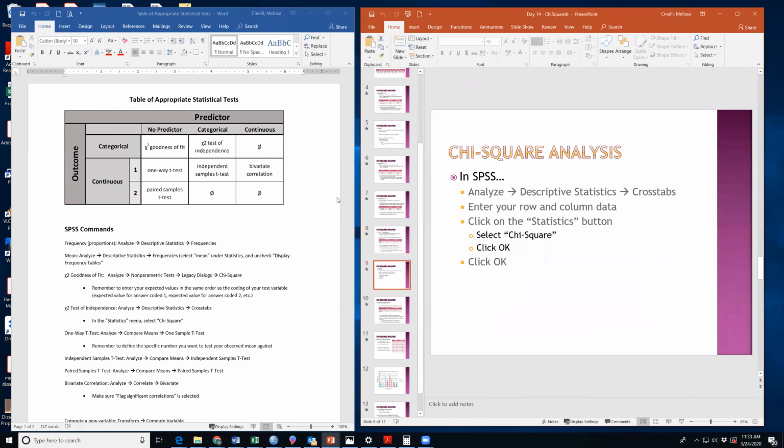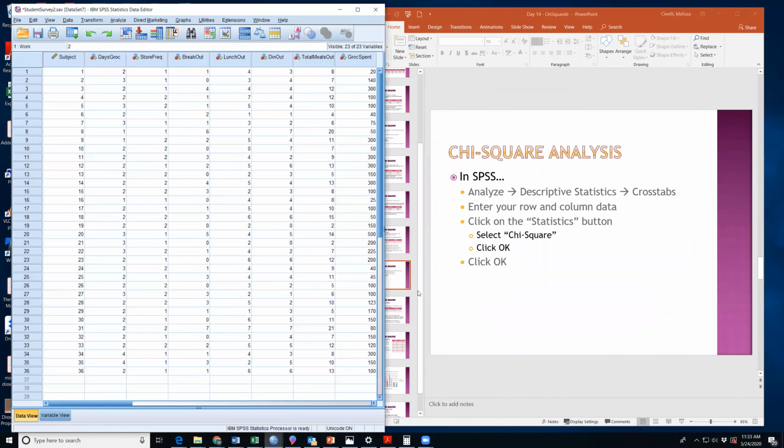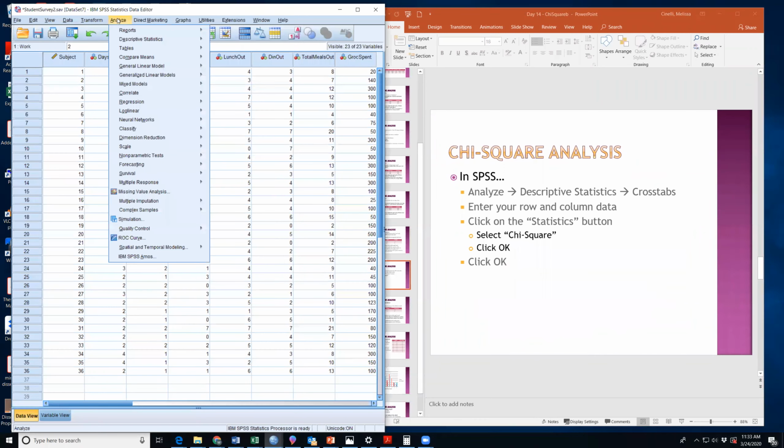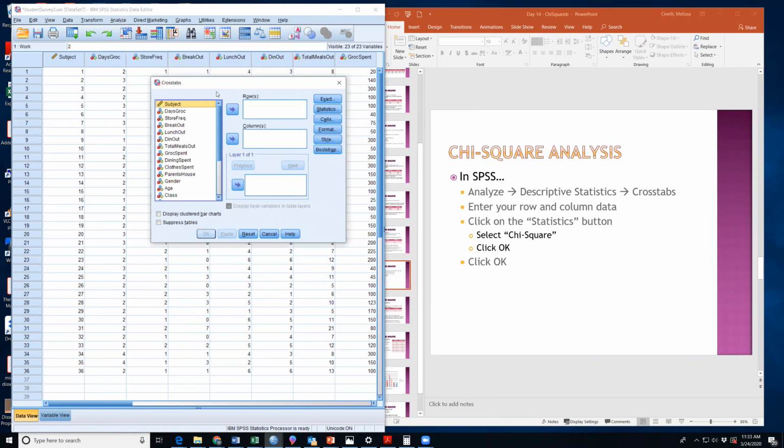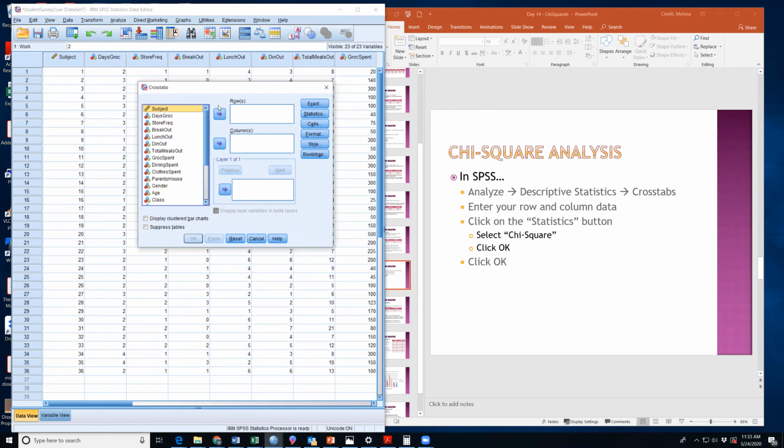In SPSS, because this test is built off of a crosstab table, we're going to start in the descriptive statistics box so that we can get that crosstab table. We go to Analyze, Descriptive Statistics, Crosstabs. Technically it does not matter which variable you put in the rows box and which in the columns box, but I recommend putting your predictor variable in the columns box.